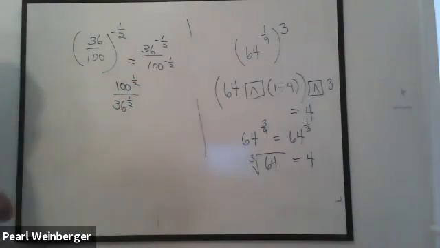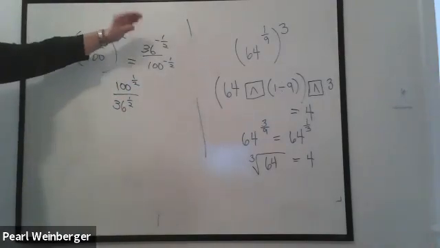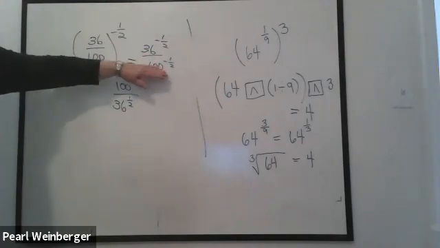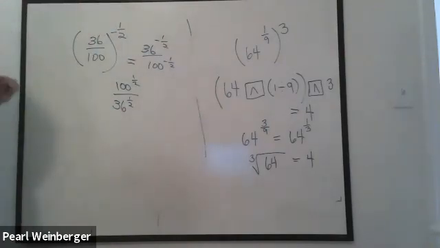When you have a negative exponent, it's telling you to take its reciprocal. So if it's in the numerator, you have to move it to the denominator. If it's in the denominator, you have to move it to the numerator.